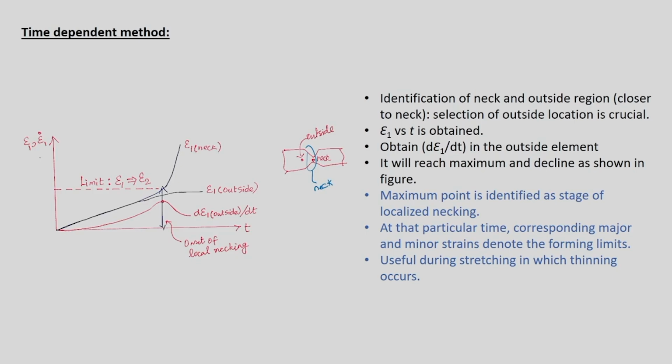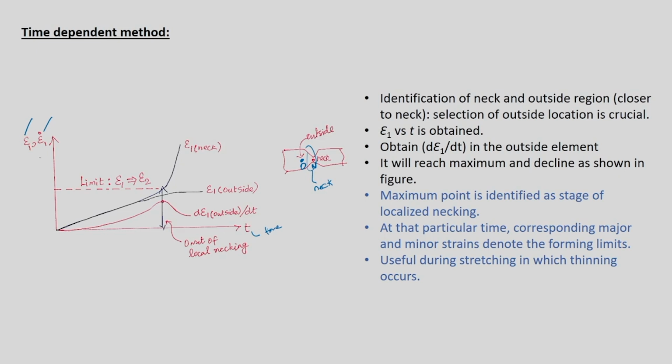You have to choose one element or a location where you can measure strain in the neck zone, and immediately in the vicinity of the neck zone, or just outside it, you have to choose another location. Let us call this N and this O. N is a location or element in the neck region. O is an element or location just outside the neck region. Again, you need to monitor strain and strain rate in those two locations. So I have drawn a graph with epsilon 1 and epsilon 1 dot on the y-axis. Epsilon 1 dot means strain rate, major strain rate, and of course this is your time, process time.